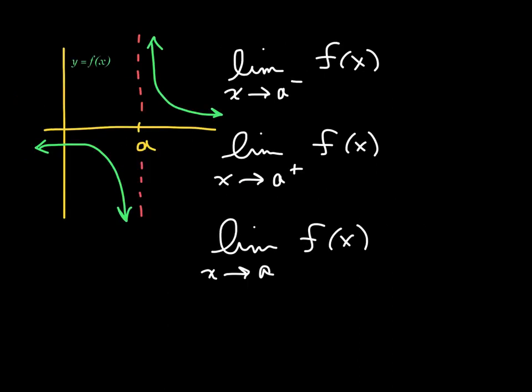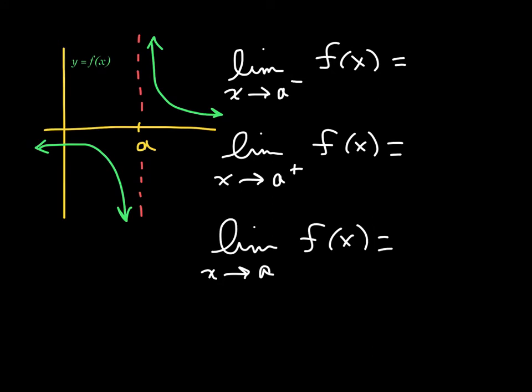All right, check out this graph. Another interesting graph. I invite you to find each of these one-sided limits here: as x approaches a from the left, as x approaches a from the right, and then the two-sided limit as x approaches a. Why don't you go ahead and pause the lesson and give this a shot on your own? All right, let's see how you did.